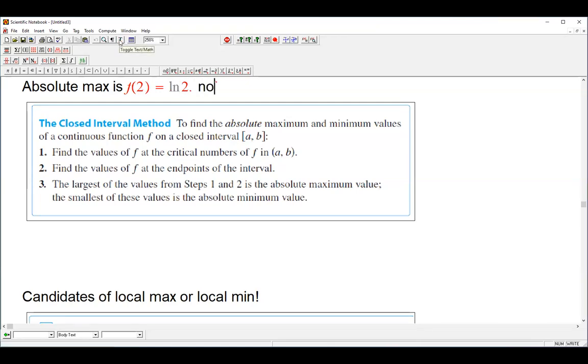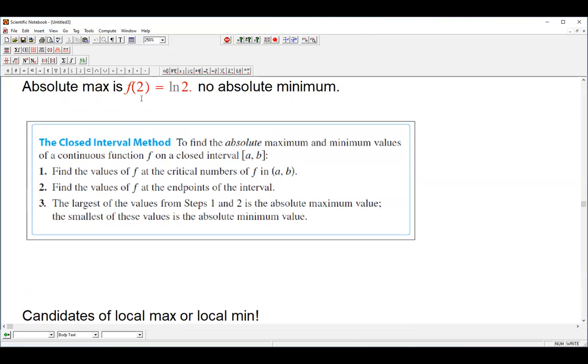No absolute minimum. This question did not ask for local max or local min, and there are no other local max or local min, but it's not asking for it.